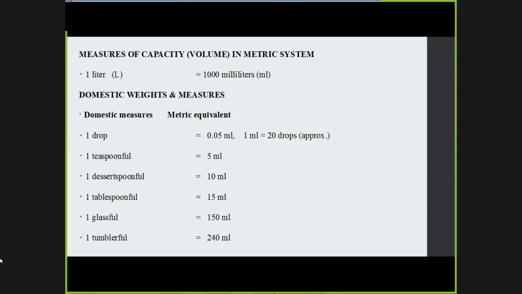So 1 drop is equal to 0.05 ml. And so 1 ml is approximately equal to 20 drops. 1 teaspoonful is 5 ml. 1 dessert spoonful is equal to 10 ml. 1 tablespoonful is equal to 15 ml.